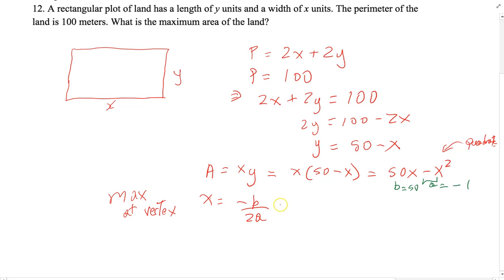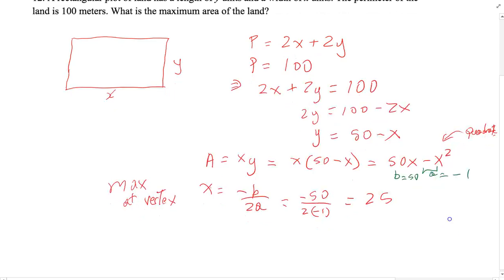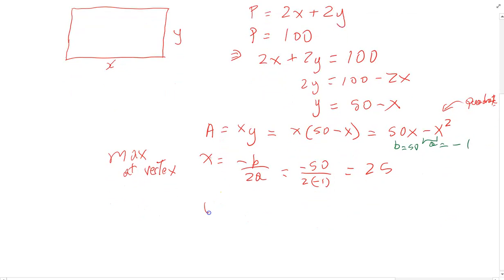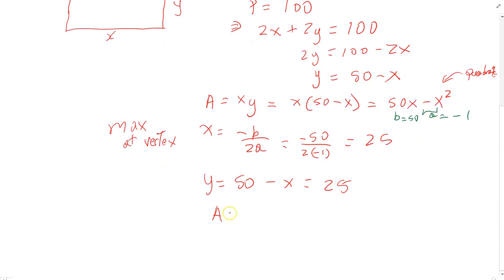x equals negative b over 2a. That's going to be -50 over 2 times -1. And so that will be 25. So x equals 25. And then what is our y? Our y is equal to 50 minus x, and that is going to be equal to 25. So the maximum area, one way you can look at it, is A is equal to x times y, which is equal to 25 times 25. That would be equal to 625 meters squared.